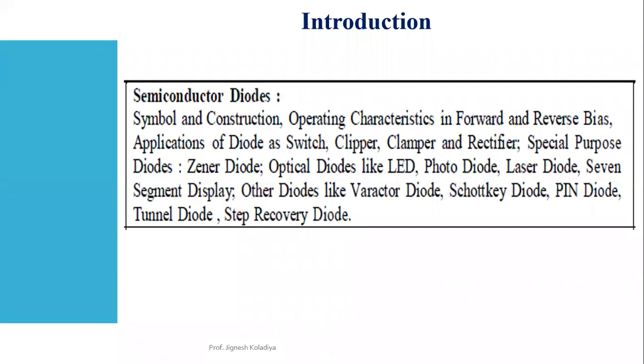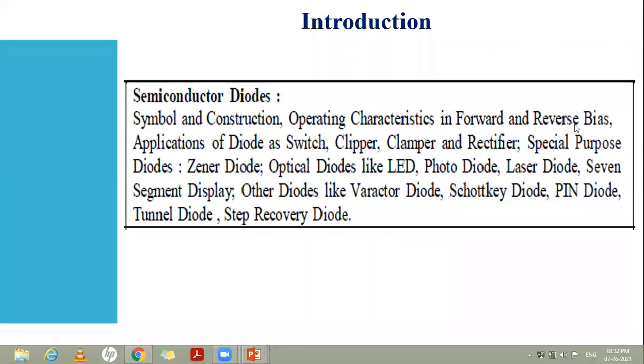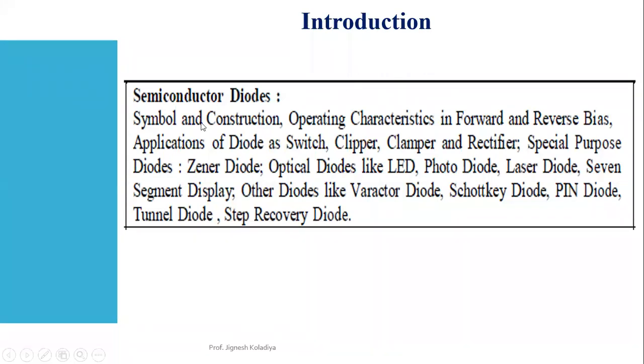In this chapter we are going to discuss about so many different types of diodes. We will start from symbol and construction of a simple diode, that is PN junction diode. Then its operating characteristic in forward as well as in reverse bias condition. Then we will see applications of PN junction diode like switch, clipper, clamper and rectifier.